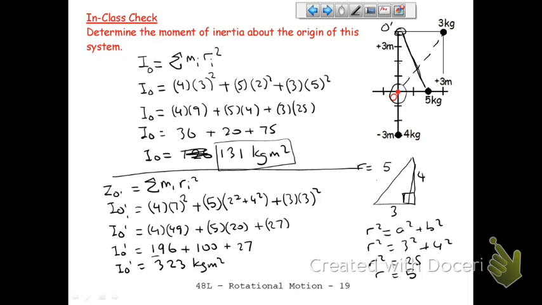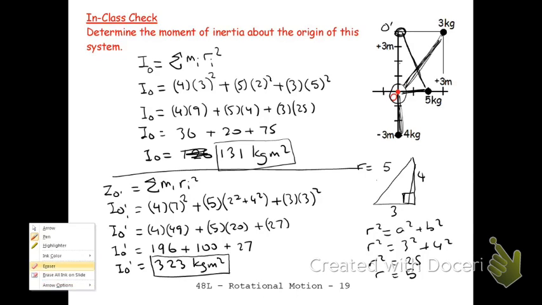So there's my answer about that turning axis. It's much more reluctant to rotate about the second axis than it was about the first axis. And that's because the first axis was kind of in between the other masses. There was a bit of a distance there, but not so much distance there, and three relatively short distances.